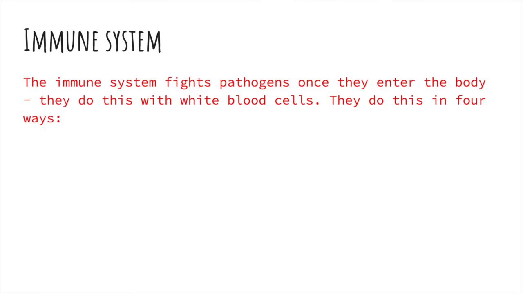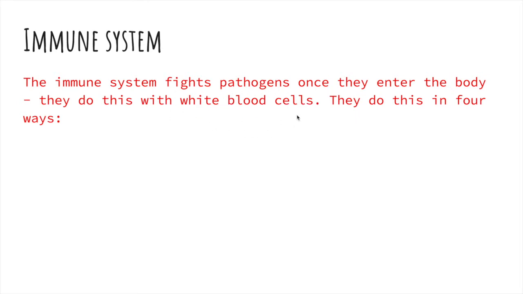Okay, so it fights pathogens once they enter the body, and it's your white blood cells that do this. You might have heard people talking about white blood cells on medical TV programs. It is your white blood cells that make up your entire immune system. They do this in 4 different ways. There's different parts of your immune system, but it all comes down to white blood cells. And if you go to the doctor or the hospital and you're feeling ill, one way in which they can check whether you're suffering through an infection is to do a blood test and look for your white blood cells.